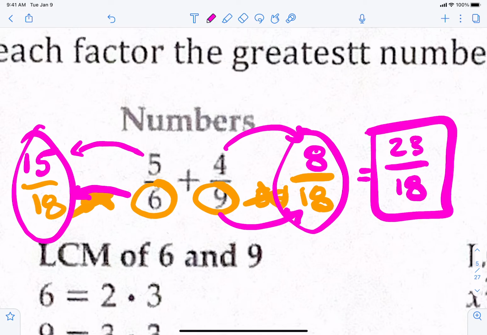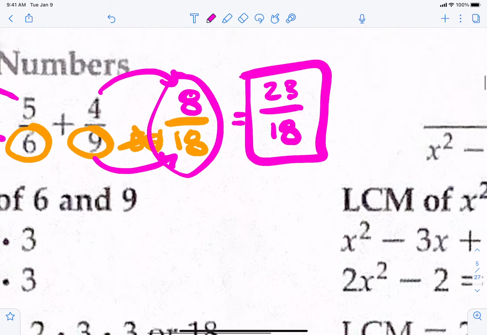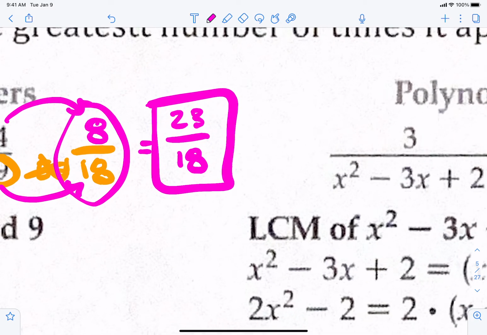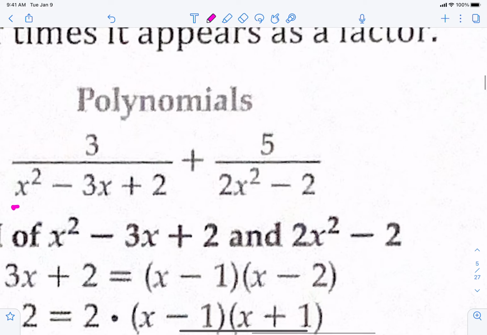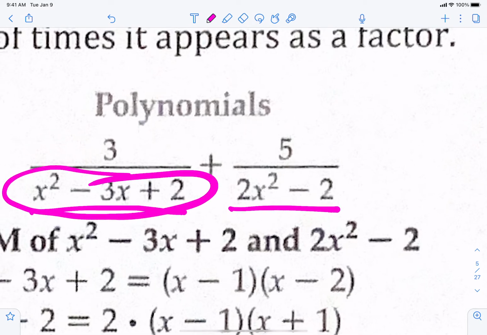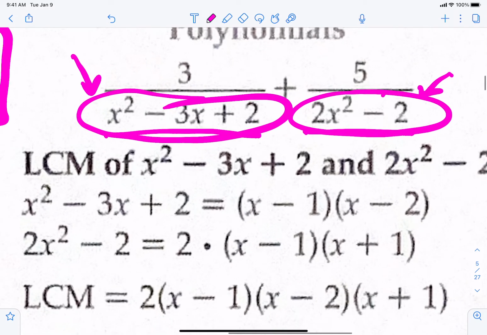They have that down here. So 18 is the number that we're going to use. 23 over 18. Now we're going to be doing stuff that looks like this, and we're trying to find a least common multiple of these. So think about what that entails. We're going to end up breaking each one of these down. When are we going to use this one? Just wait.